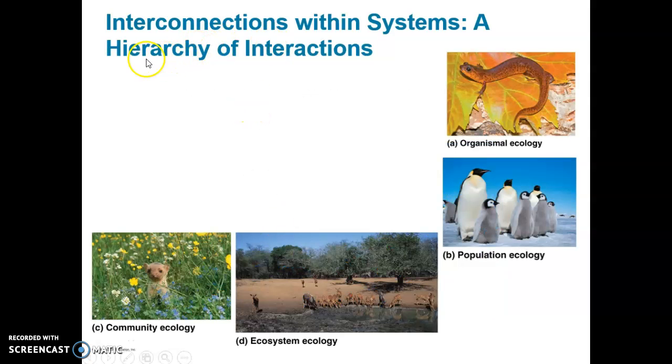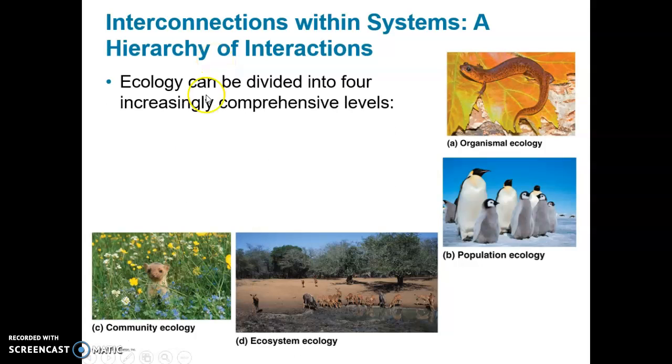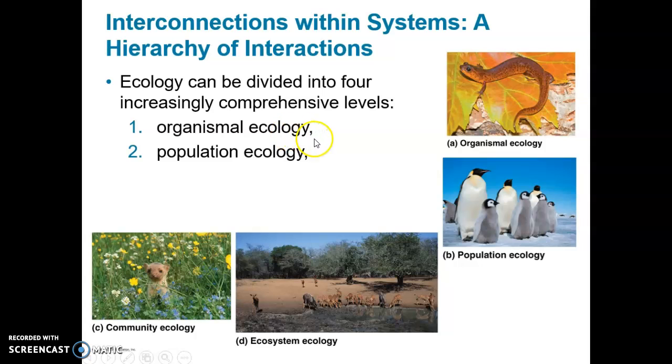So let's look at the actual hierarchy, the levels of interaction. So ecology can basically be divided into 4 increasingly comprehensive, or larger and larger, levels. The first level is the organismal level. So organismal ecology is concerned with the living requirements of particular individuals, like a salamander here. The next level, larger or more comprehensive, is population ecology. So this is dealing with the population, the group of the same species living in a particular place.